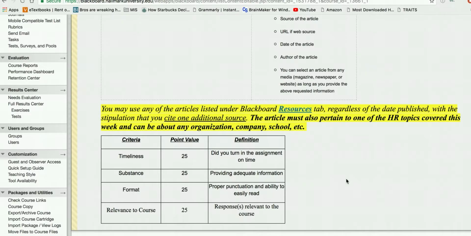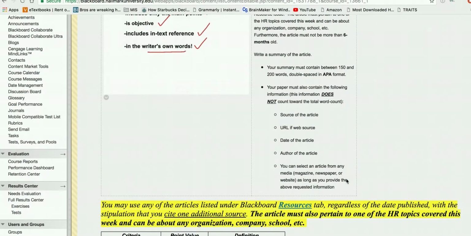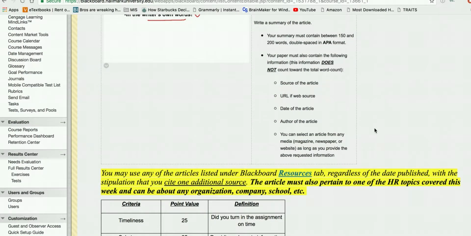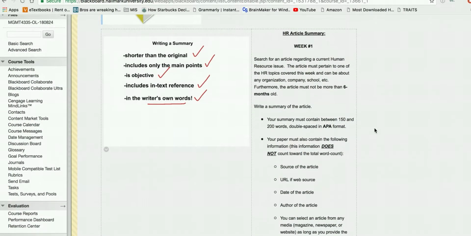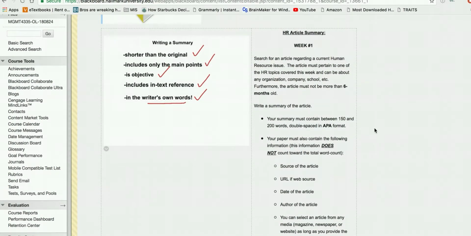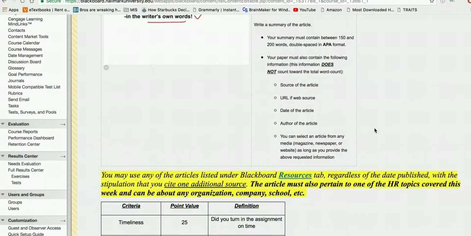But in all article reviews, in the first paragraph you need to tell me what article you're summarizing, and how it is relevant to one of the areas that we are studying during that particular week, which is usually 2 chapters per week.